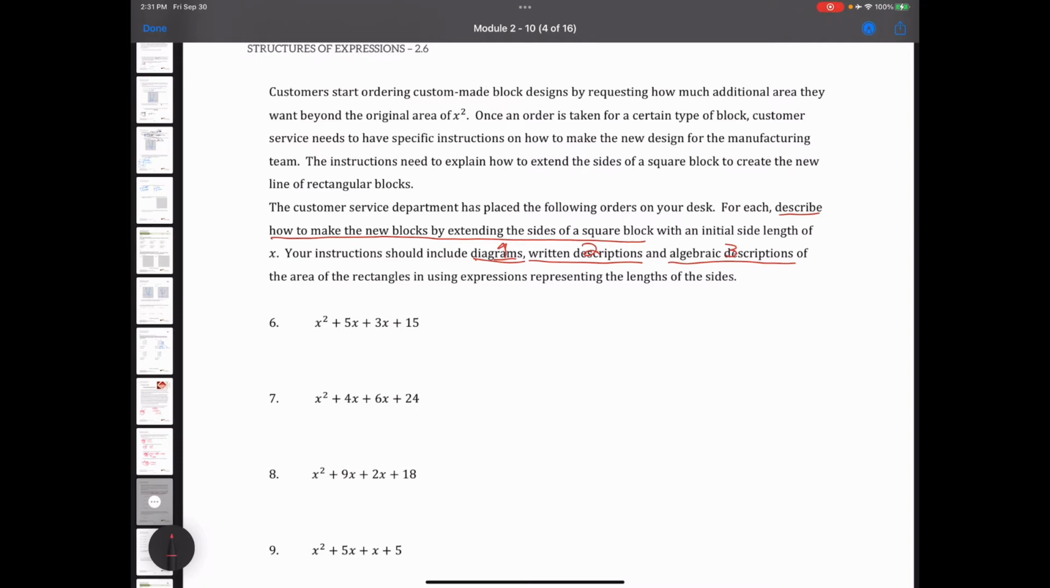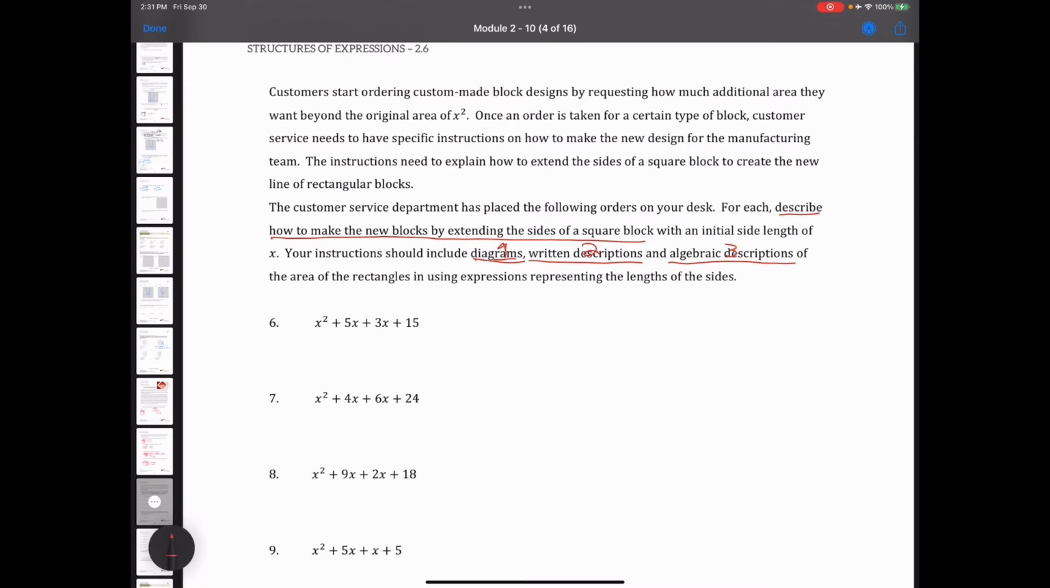The instructions need to explain how to extend the sides of a square block to create the new line of rectangular blocks. The customer service department has placed the following orders on your desk. For each, describe how to make the new blocks by extending the sides of the square block, that's in words, with an initial side length of x. Your instructions should include 1, a diagram, 2, a written description, and 3, an algebraic description as well.